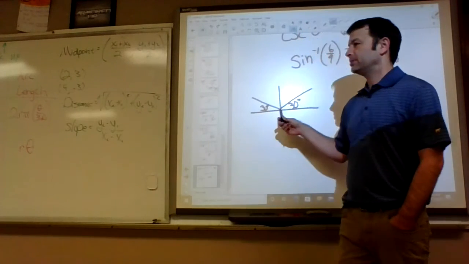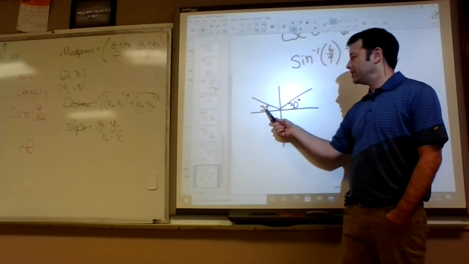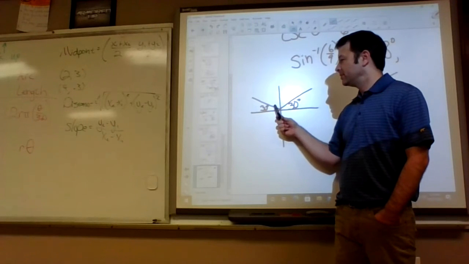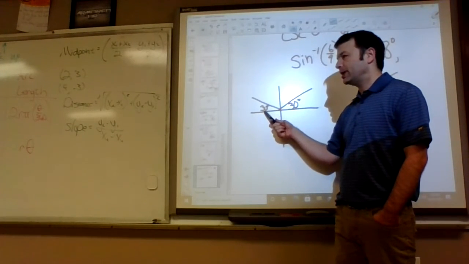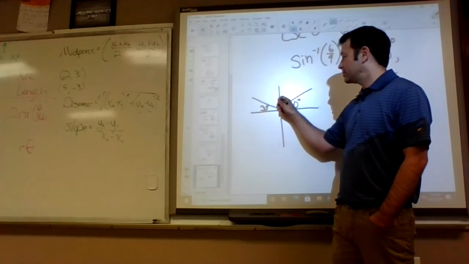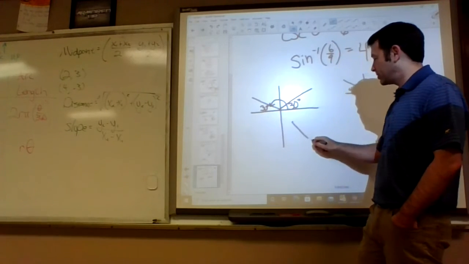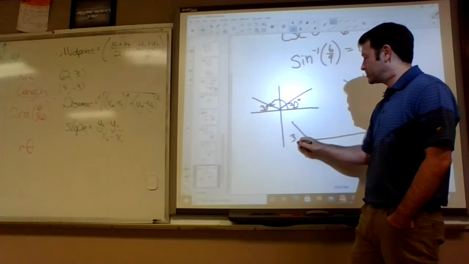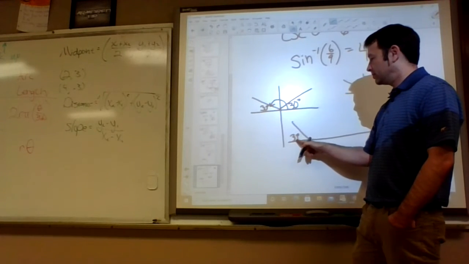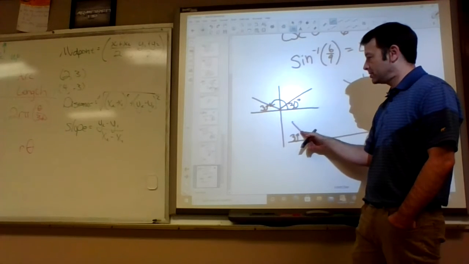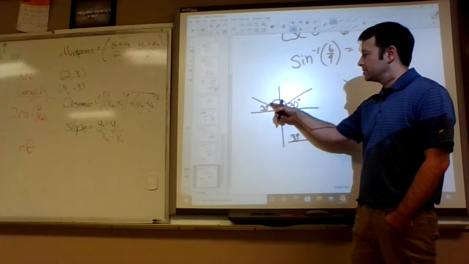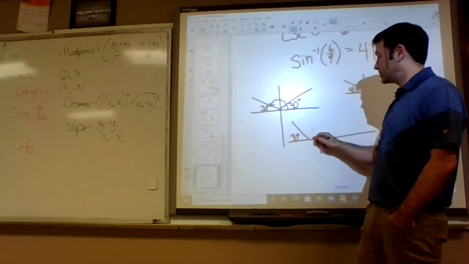Okay, so here you go, Bethany. 30 degrees is not what this angle is. It's how far this angle is away from 180. The angle is all the way from here to here. 30 degrees is just right there. So this angle is 180 minus 30. So this is 150 degrees.